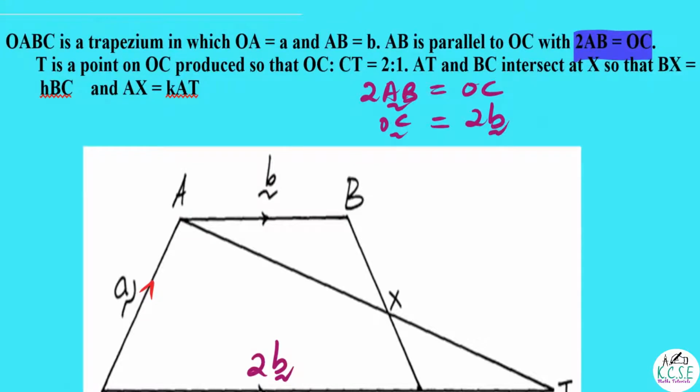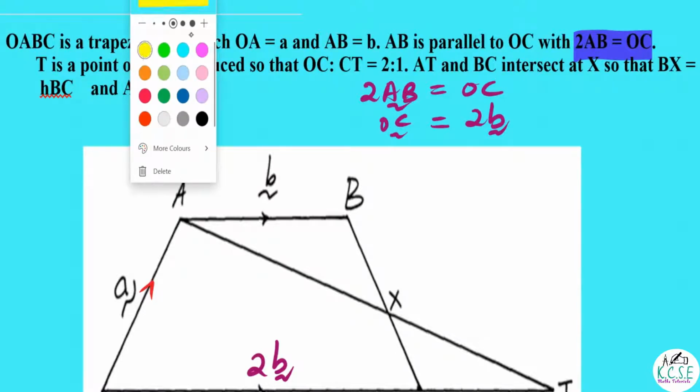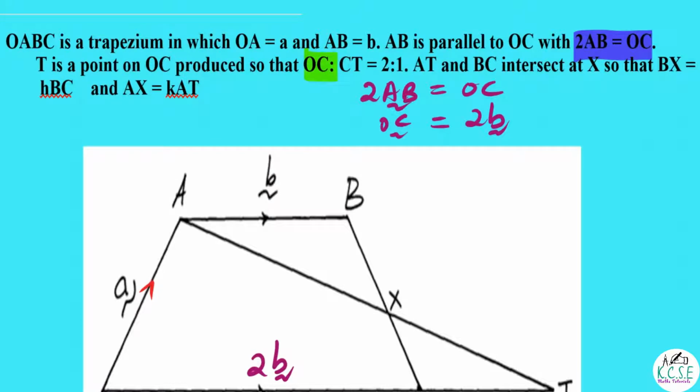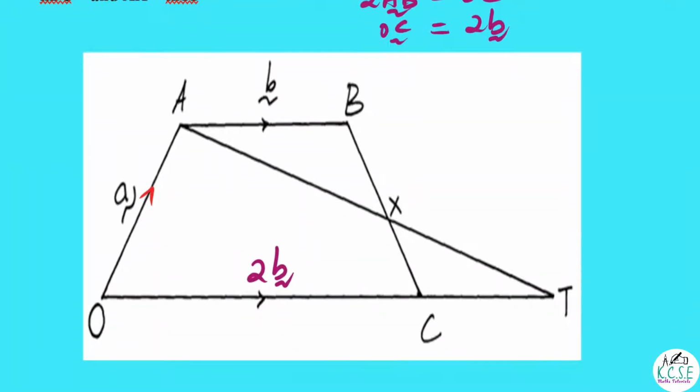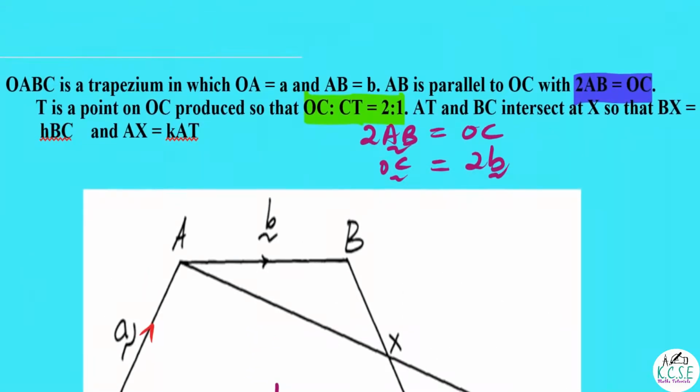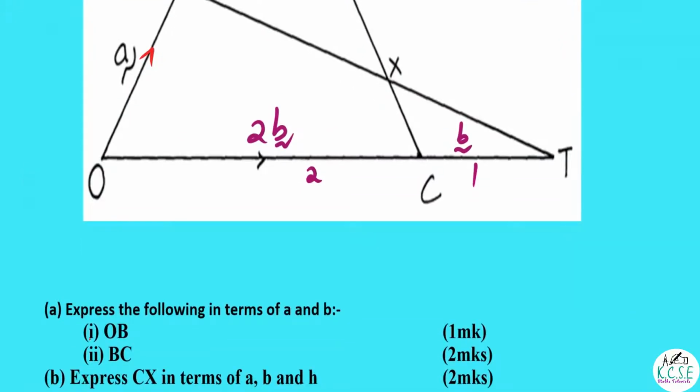Then the next one is this ratio OC to CT, which is 2:1, very important. So if we are aware that OC is equal to 2B, given that this ratio is 2:1, then CT will be B. The next thing we're supposed to note, we are going to use it somewhere below in the questions that follow. So those are very important. Now let's go to the questions.